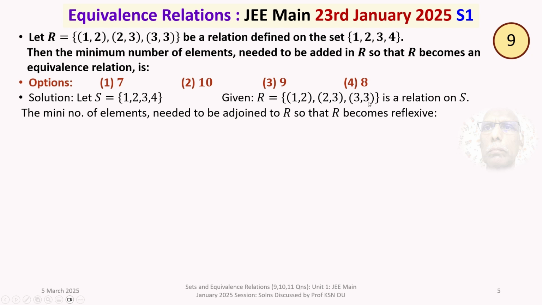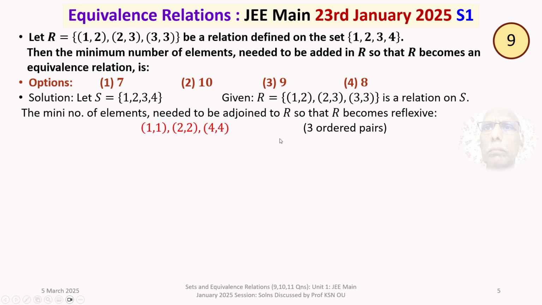So, in R, we only have (3, 3). To make it reflexive, we need (a, a) belongs to R for all a belongs to S. So we have to adjoin (1, 1), (2, 2), (4, 4), and (3, 3) is anyway there in R. So we have to adjoin 3 ordered pairs so that R becomes reflexive.